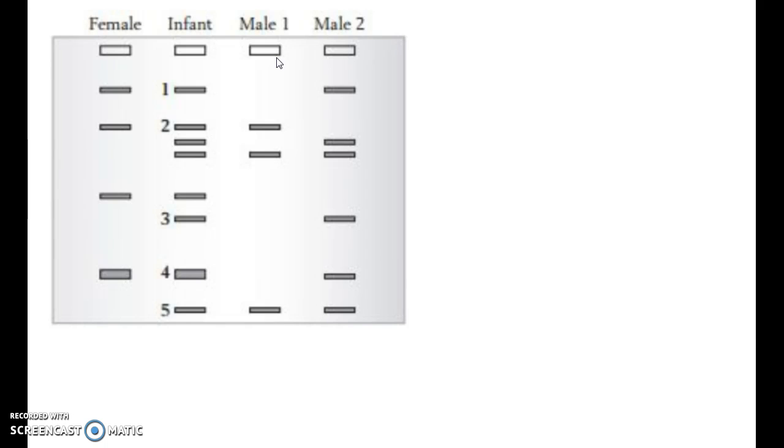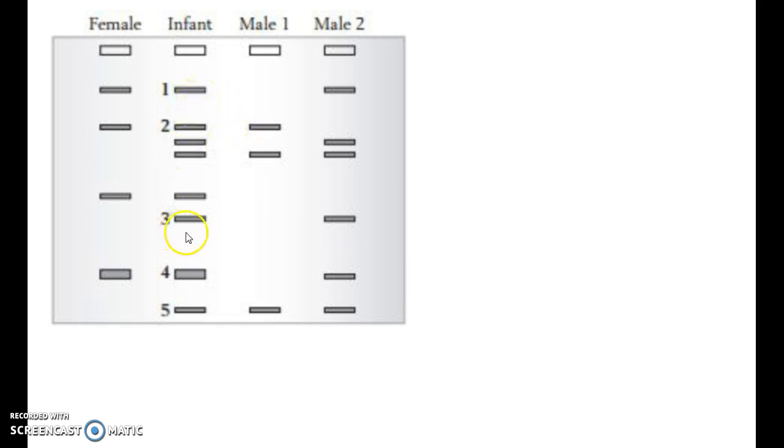Now based on knowledge of DNA, what you have to realize is that an infant is 50% mother, 50% father. So when you run a gel, the fragments that the infant possesses should also be a representation of 50% mother, 50% father. So if we look at this first fragment, we can see that this fragment is found in both the female and male number 2. Since we can account for this being part of the female, we can't really assume that this is the male yet. For the second one, the female could contribute, but also male number 1. So still, these two don't really help us.